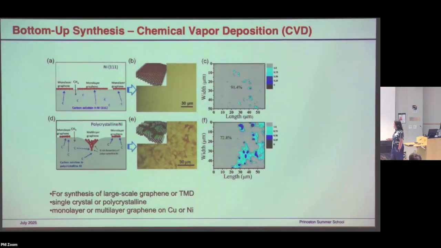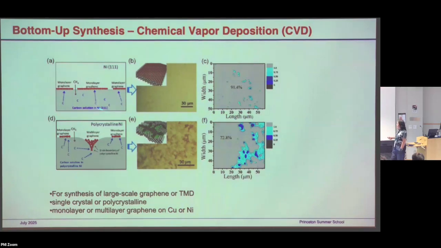This has been used to synthesize large-scale graphene or transition metal dichalcogenides. Basically you put some catalyst, sometimes just a bit of metal on the surface of the substrate, or sometimes you start with an entire foil of metal, for example copper in the case of graphene, and then you pass some carbon-containing gas. In graphene's case, this is methane, for example, and then the catalyst will help the formation of graphene on the surface.